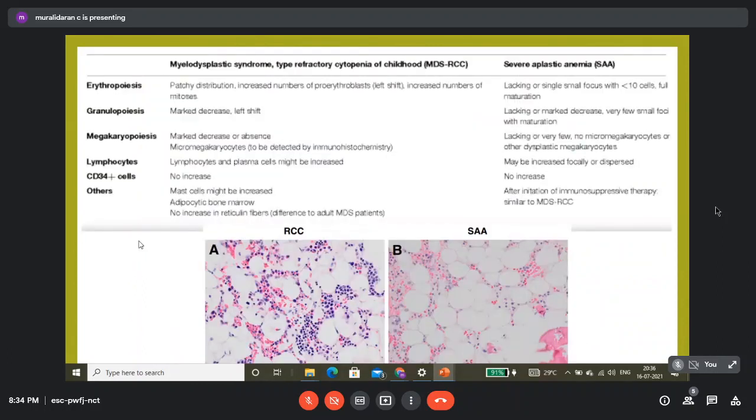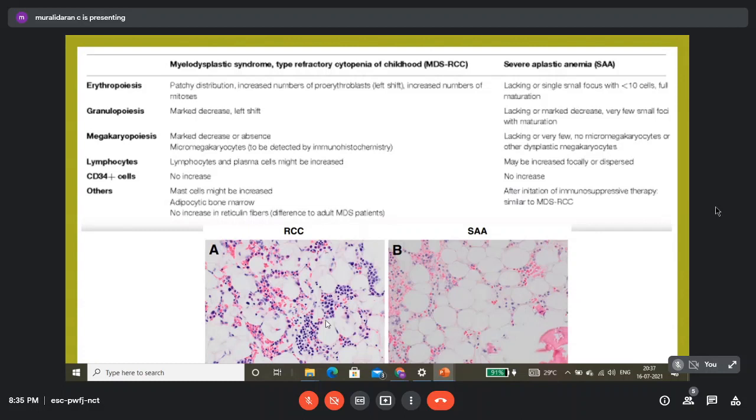So this is a picture showing the refractory cytopenia of childhood, where we can see erythroid colonies are increased and overall cellularity is decreased. It is very difficult to differentiate particularly in terms of morphology, but this can be treated like other aplastic anemia only. Treatment becomes almost similar, because if the patient has RCC, they have to undergo hematopoietic stem cell transplant.